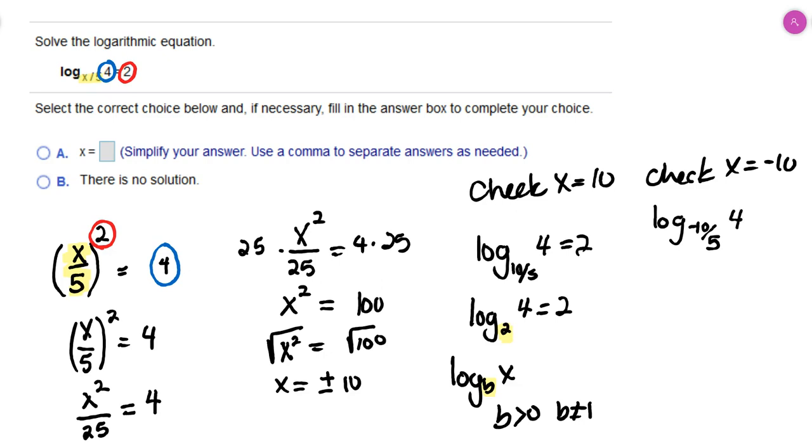Log of negative 10 over 5 of 4 equals 2. That would give me a log with a base of negative 2. Having a negative value for a base is not valid, so we cannot keep this solution. So the only solution we're going to have is 10.